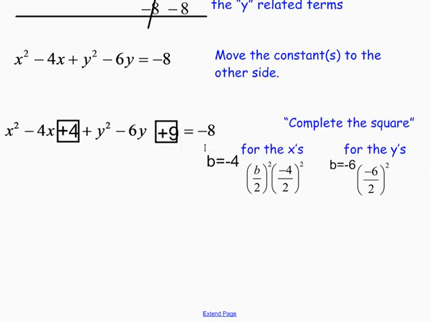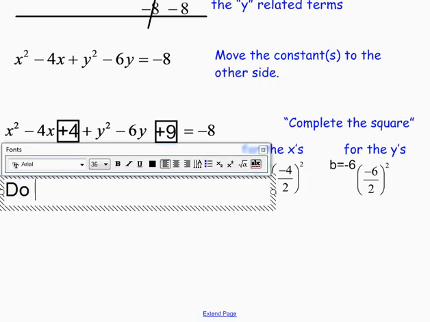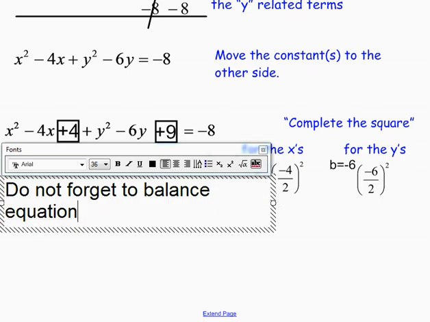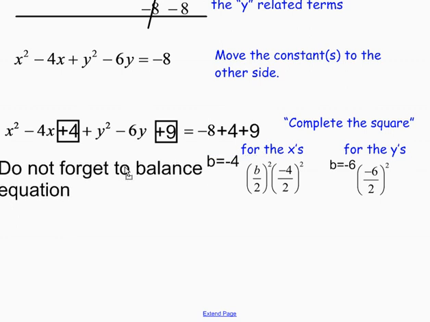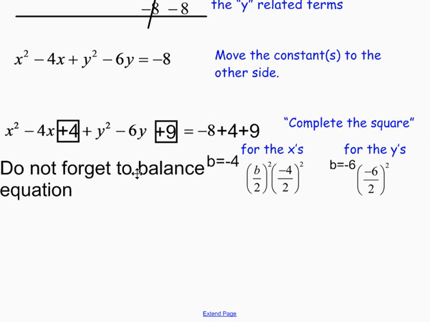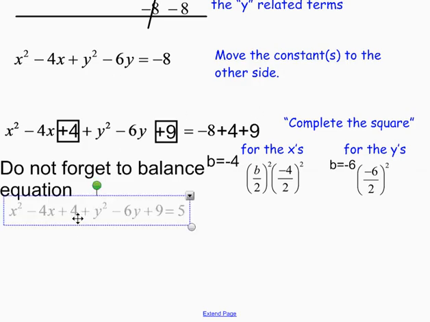Now, you remember what I had written there before? Do not forget to balance the equation. Well, I'm bringing it back. Do not forget to balance the equation. What do I mean by that? Well, I just added 4 and 9 to one side of the equation, so I have to add 4 and 9 to the other side of the equation. So let's clean this up a little bit. We get this here.